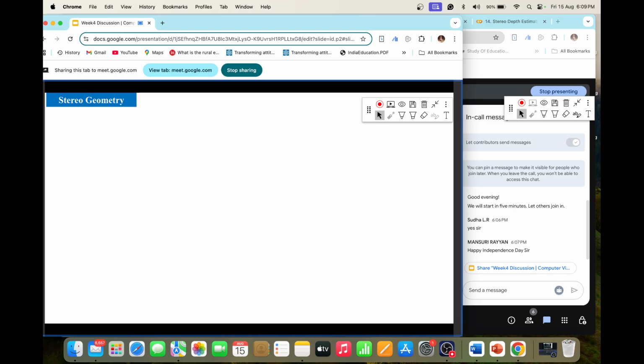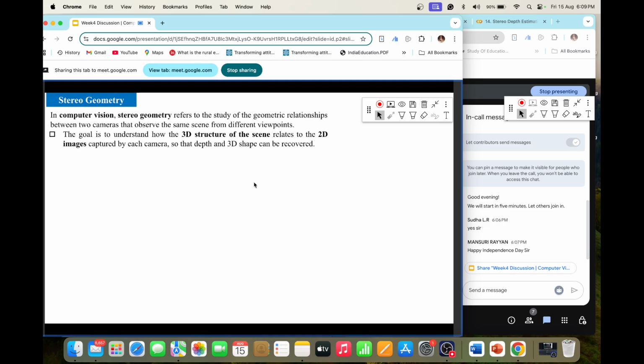In the previous class we used only a single camera, but today we will take two cameras and get the image point of the same scene point. That means for the same real world point we will use two different cameras at different orientations to capture a viewpoint. Why? Because we want the distance, and to recreate the 3D scene. That is known as stereo geometry. In computer vision, stereo geometry refers to the study of the geometric relationship between the two cameras.